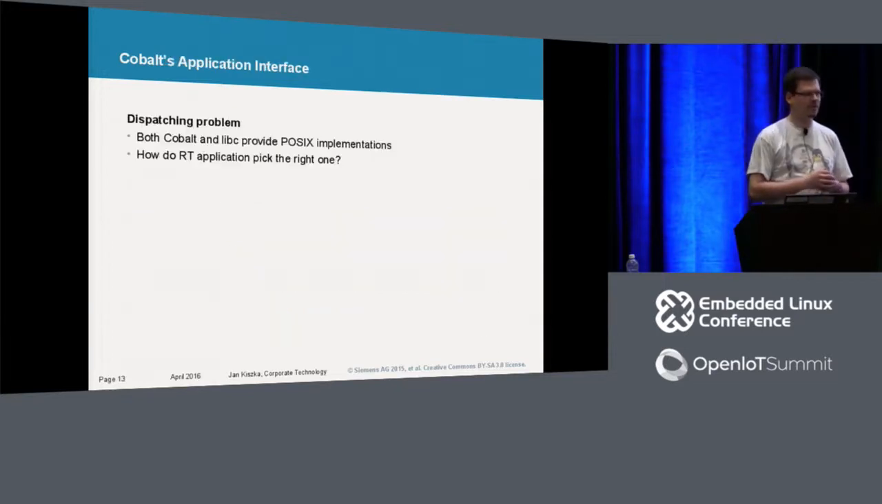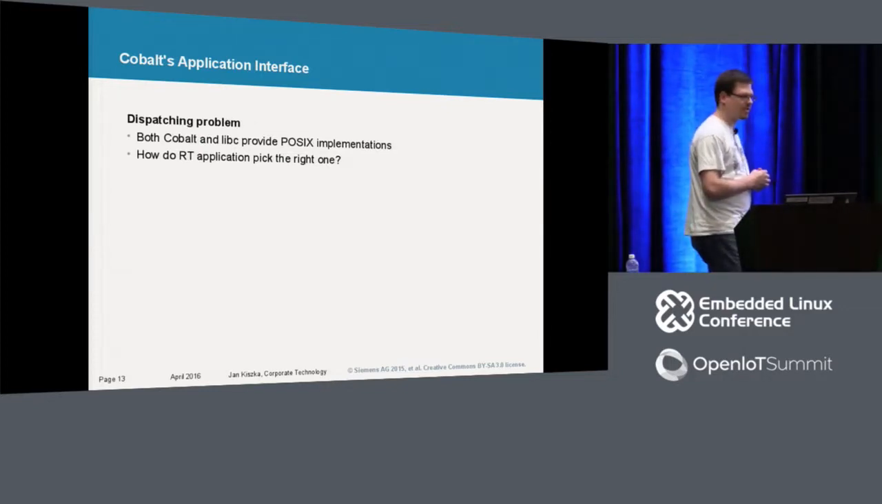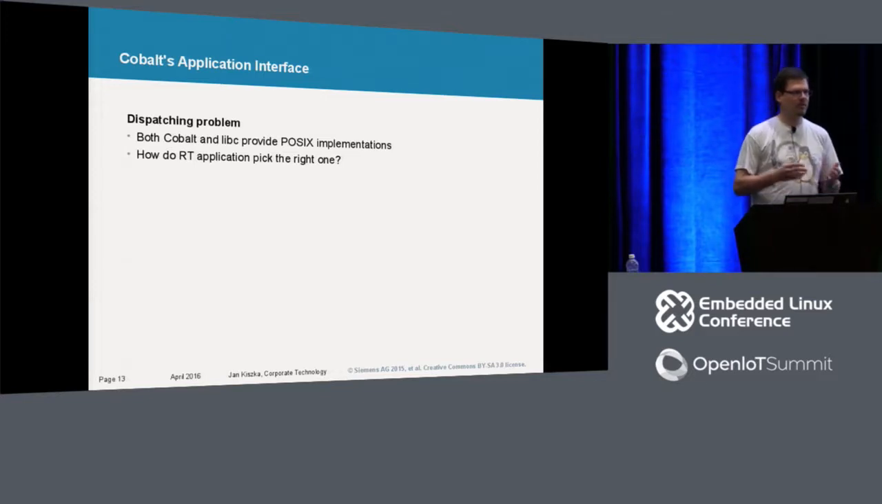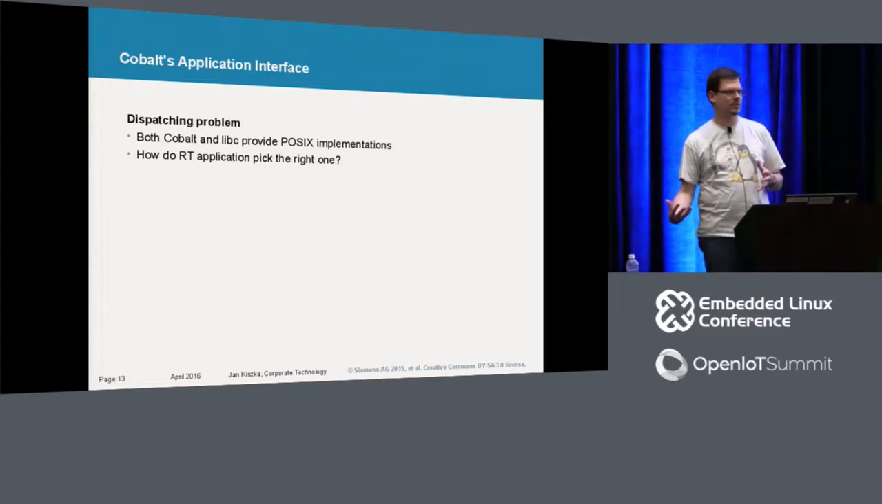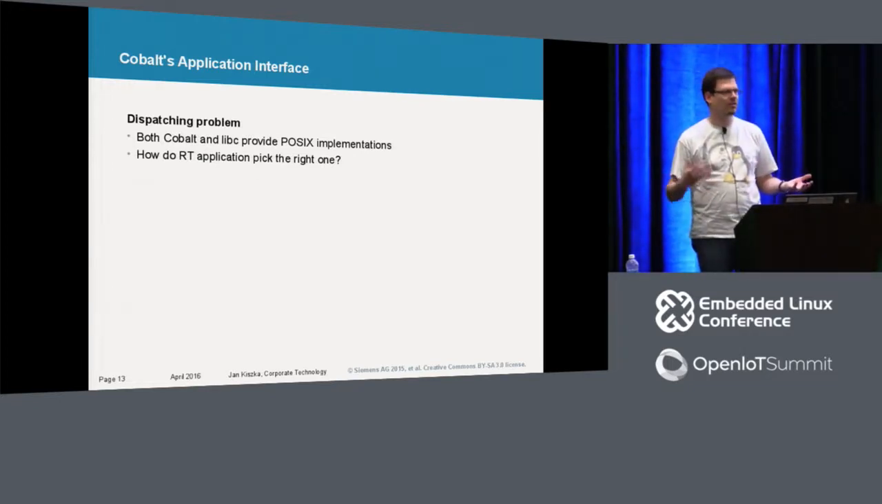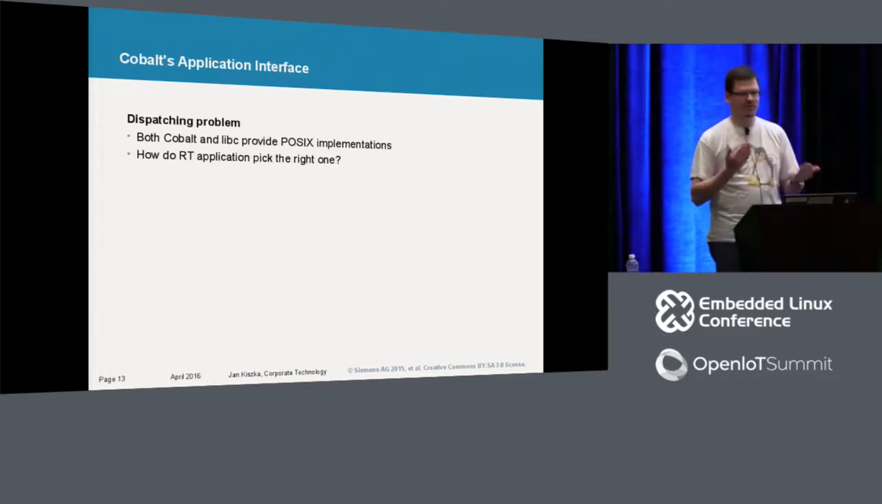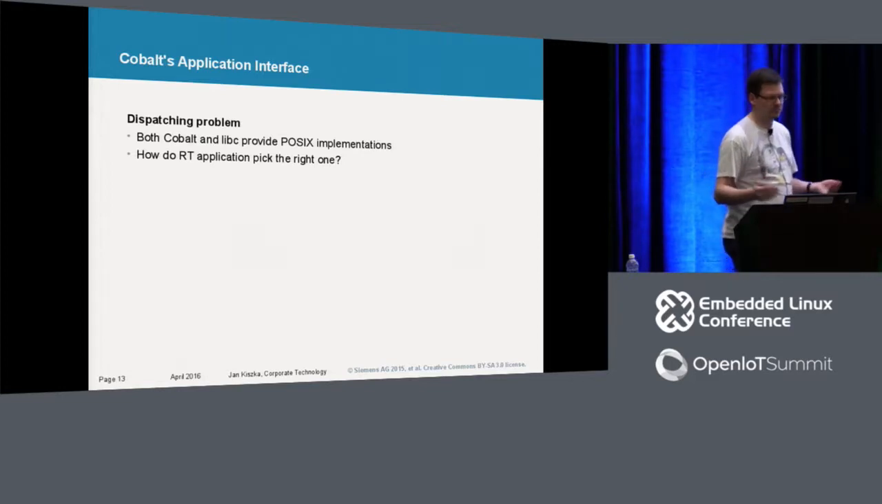So how do you use this from an application point of view? Specifically, if you're looking at the POSIX interface, you may realize that there's a conflict. We are now implementing in the Xenomai core another instance of POSIX aside from what the system already has, the libc implementation. So you have a conflict on the symbol level, and you have to resolve it somehow so that the real-time application can pick the right one. And sometimes they may even use both. So there's a real conflict.